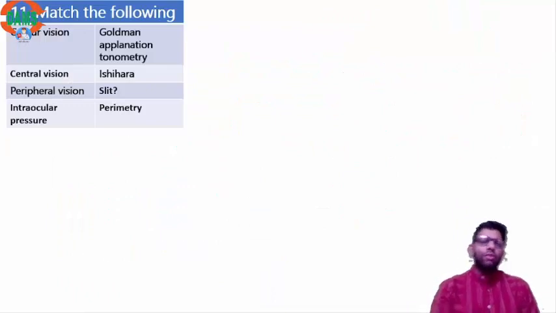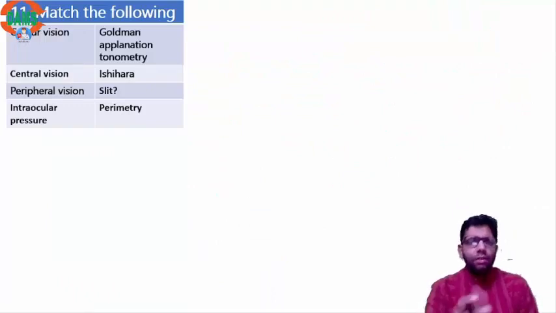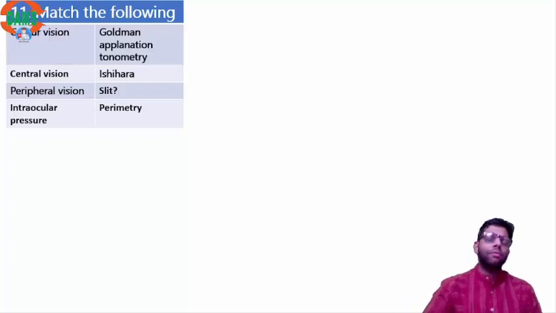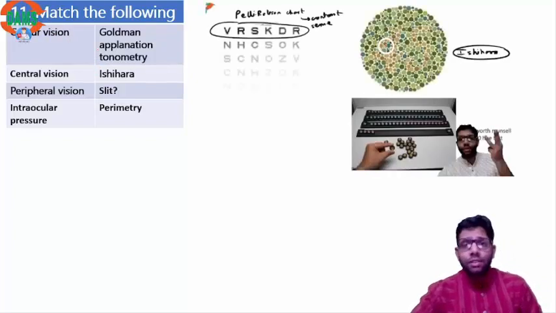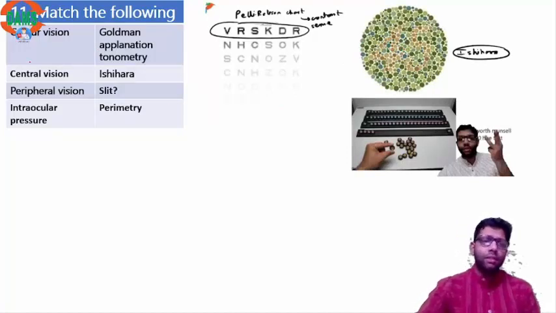So there's a match of the following questions. It was a relatively easy option because many students have told that color vision directly. Only one of the options was there, Ishihara with color vision. That it's a subjective test for color vision, color sense. That is Ishihara. That is an easy one.